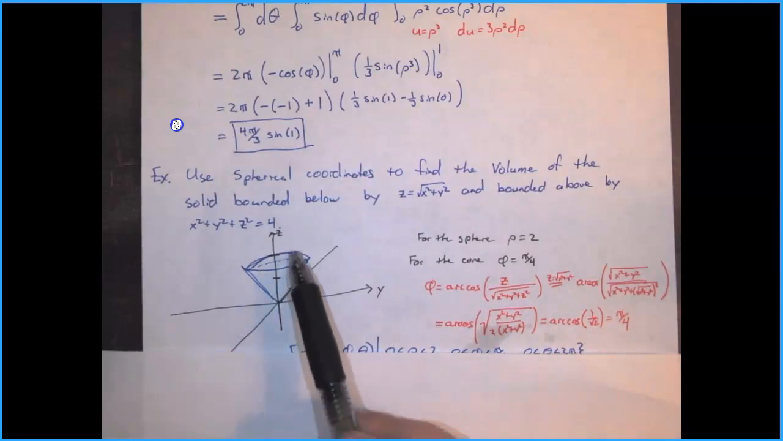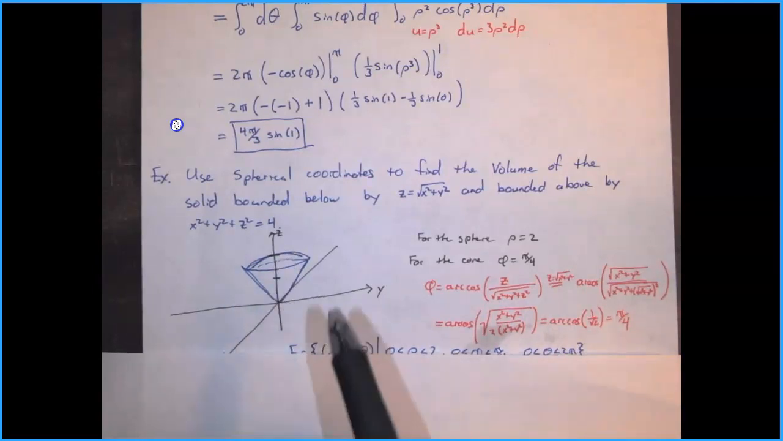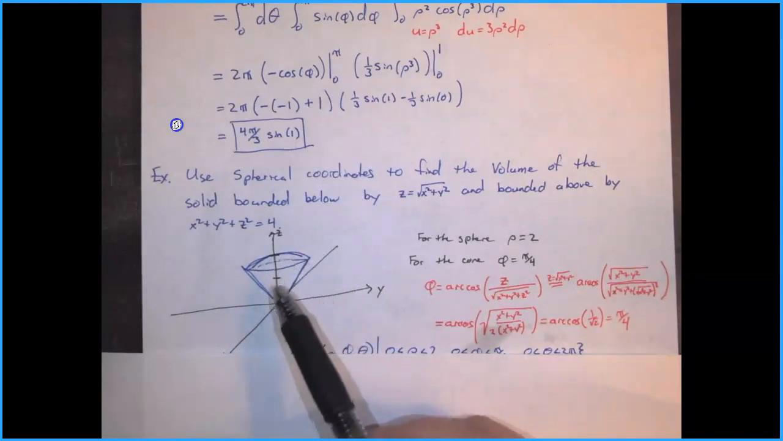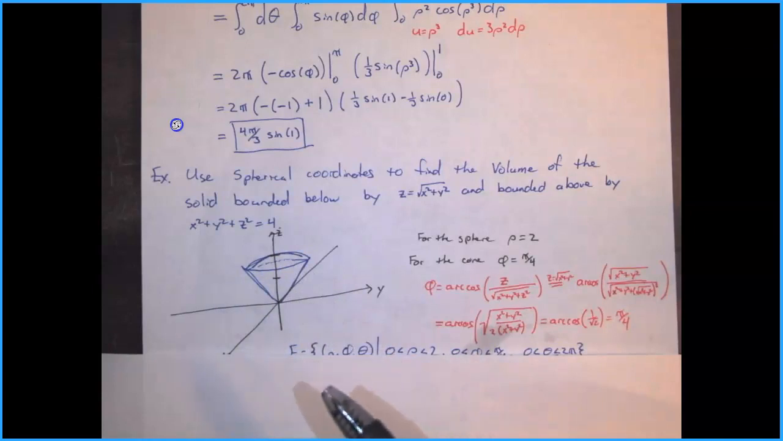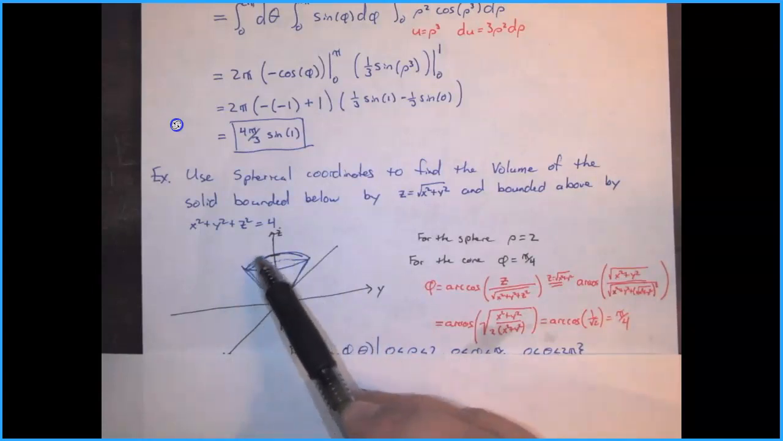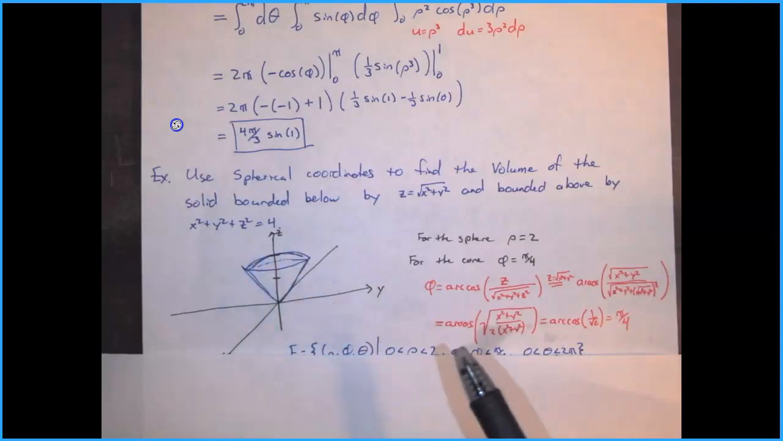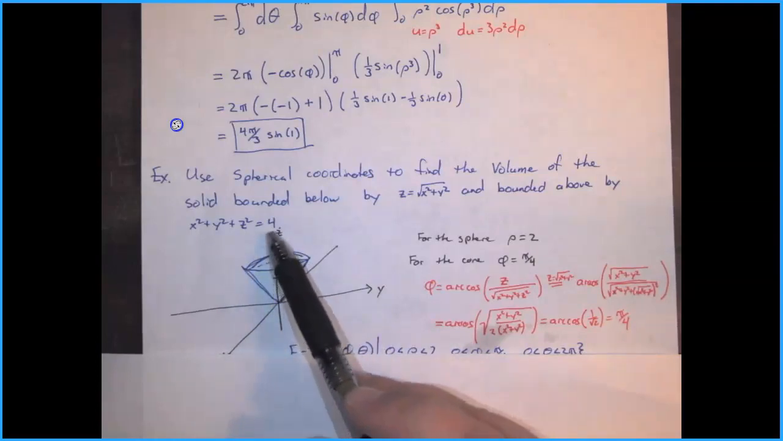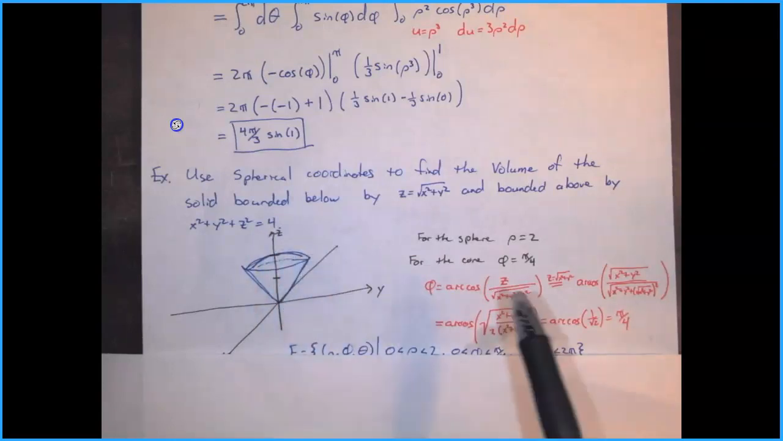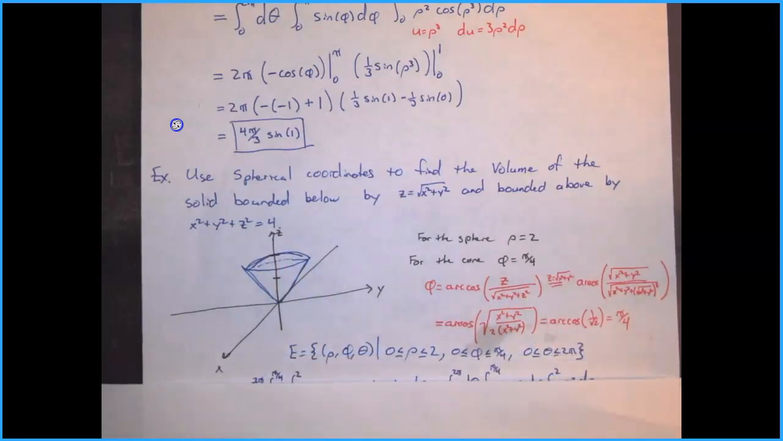So now if I want to describe this region, first of all, my theta bounds, I'm going around the entire xy plane. I'm rotating all the way around. So theta goes from 0 to 2 pi. Rho goes from the origin up to the sphere. So rho goes from 0 to 2. And phi, I'm centered at the z-axis. So if I start here and I go down, I stop when I get to the cone. So phi goes from 0 to pi over 4. And those are the bounds of my region.